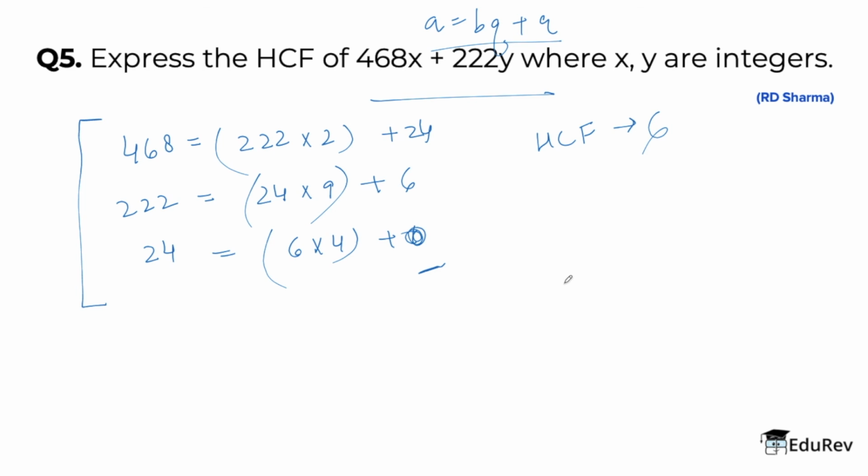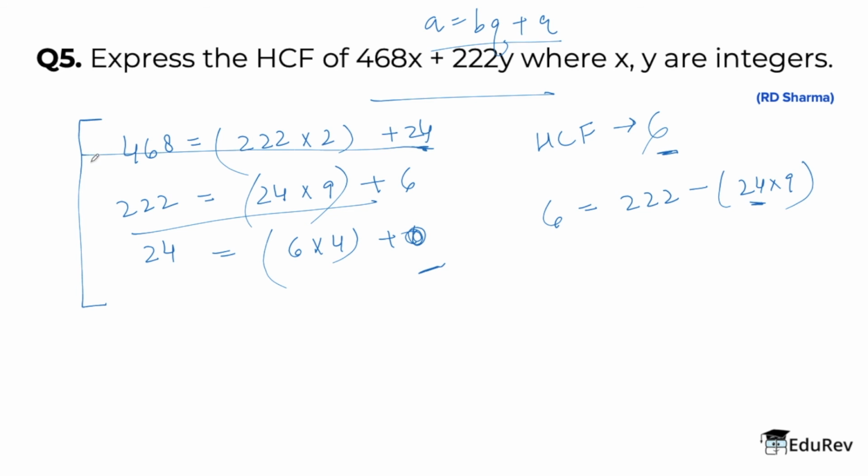Now, we need to use the above equations. So, we can say that 6 is nothing but what? 6 is 222 minus 24 into 9. So, this is the equation which we used here. So, I found the HCF 6. I use this equation to figure out what is 6. Now, can we write 24 in a particular term? Yes, of course, why not?